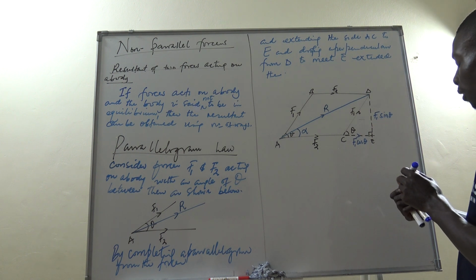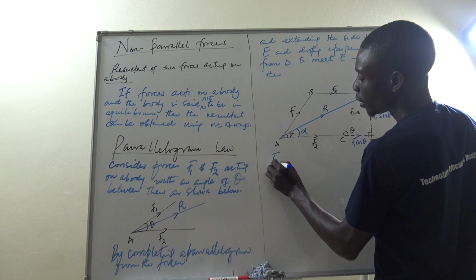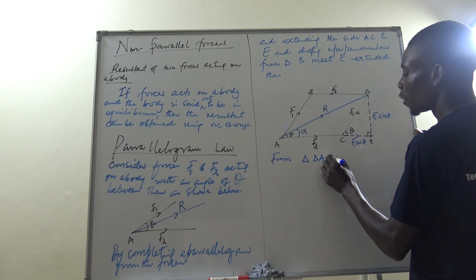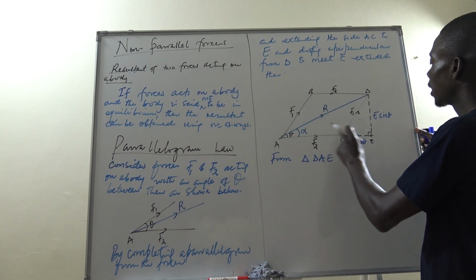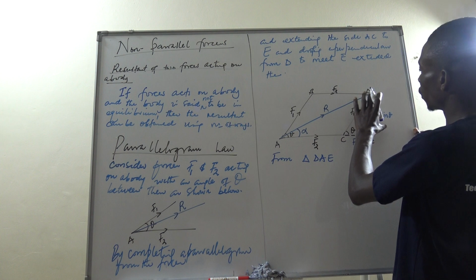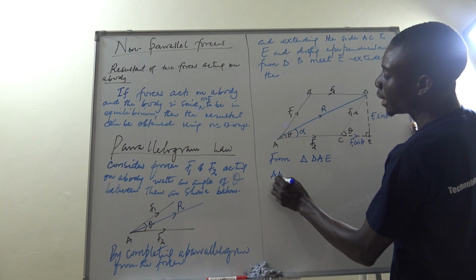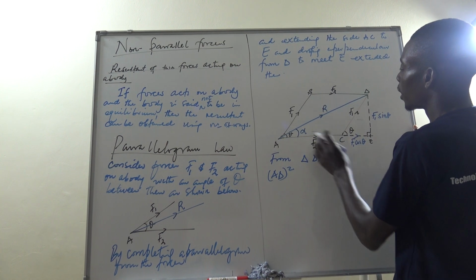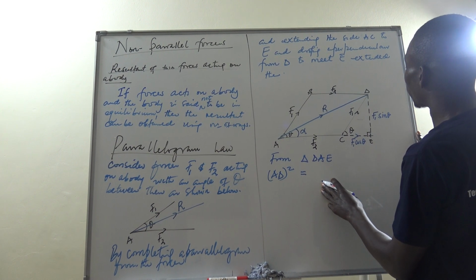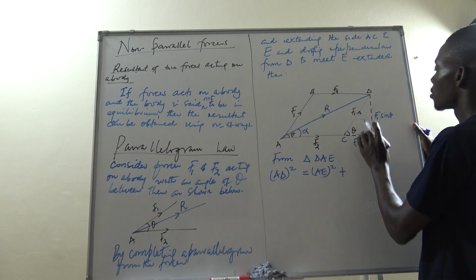So if I now say, applying it, I can say from my triangle DAE, if I apply Pythagoras here, I'm going to say that AD squared, in the right angle triangle ADE, should be equaling to AE squared plus ED squared.